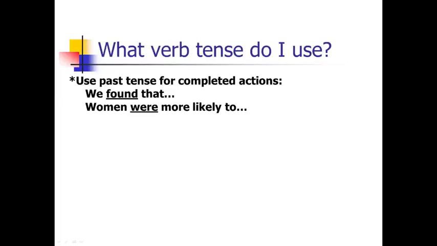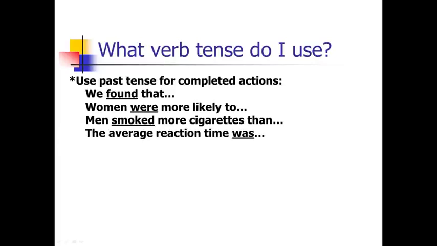The women in our study were more likely to. Well, we've already measured them. So that measurement is done. So they may still be more likely to at this moment, but we're talking about something that was done in the past, so studying the test. So at that point, when we measured them, women were more likely. Or in the past, when we measured that study, men smoked more cigarettes. Again, it's completed because your experiment is completed. The average reaction time was, because again, your experiment's completed, so those are all going to be in the past.